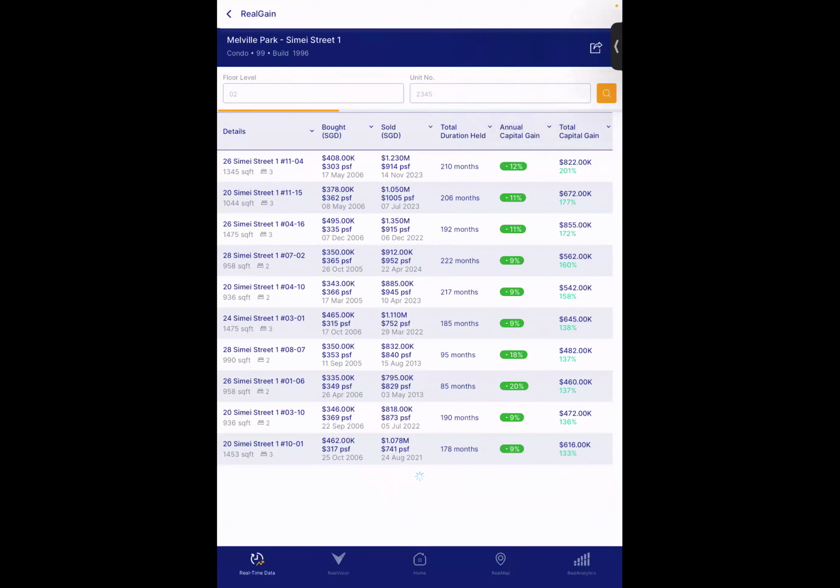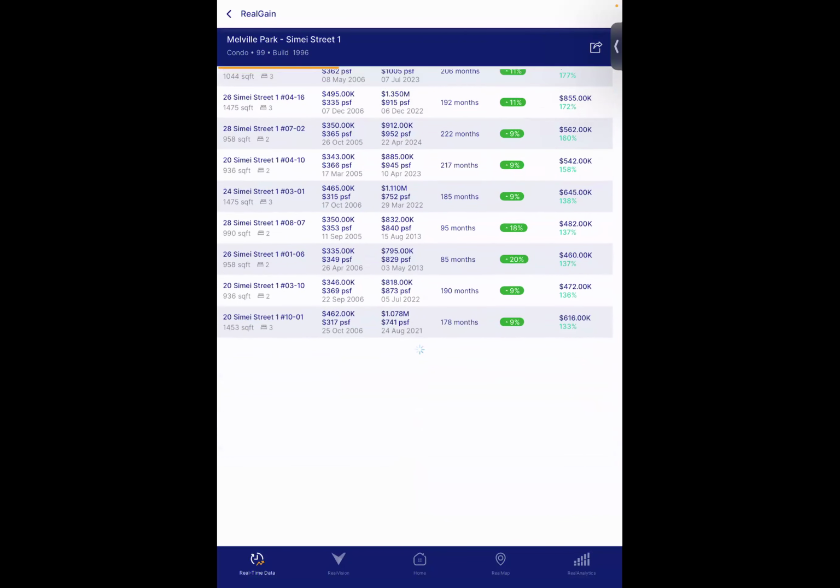For Melville Park, these are all the transactions that have already happened, already finished, done deal. Not OTP, this one confirm, done deal already. The biggest earner for Melville Park is this unit, 11-04. This owner earned 200% by selling the unit. Quite recent also. When he bought in 2006, he bought for 408K only. Last year, November, he sold for 1.23 mil. He earned 800K, 200% of his initial purchase price. 201%. This is the highest earner for Melville Park.